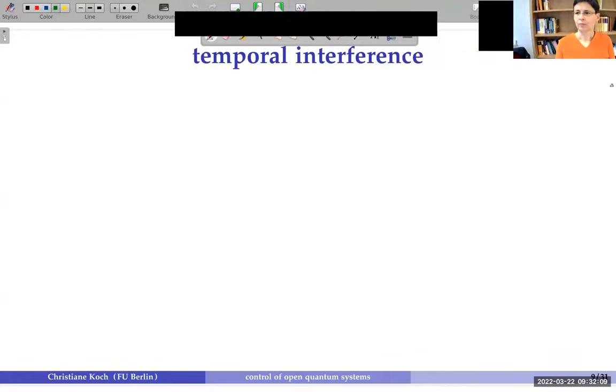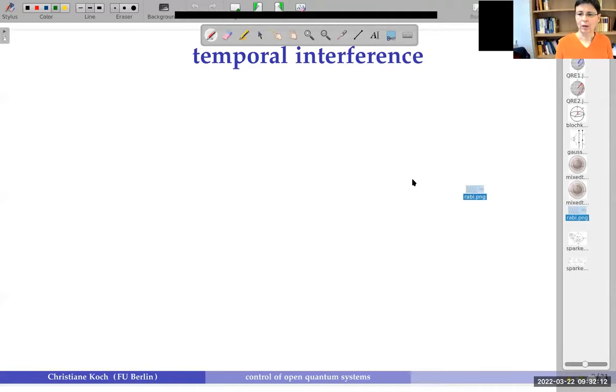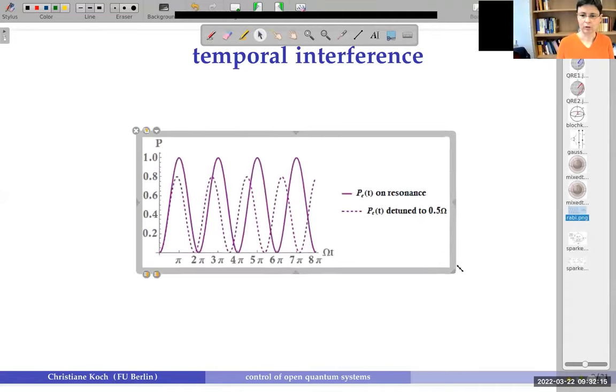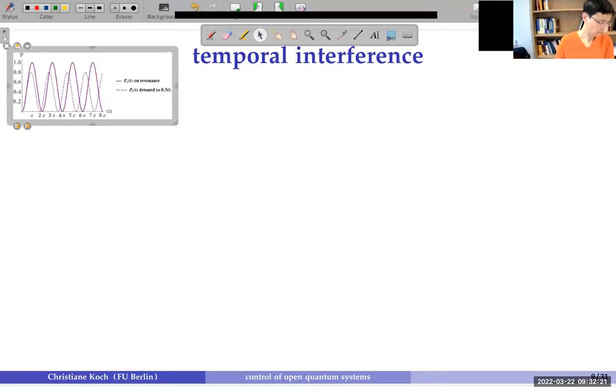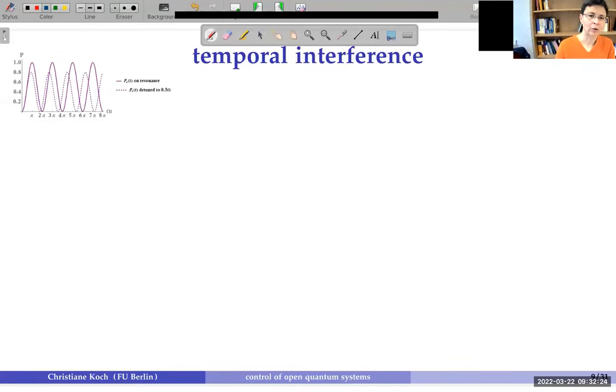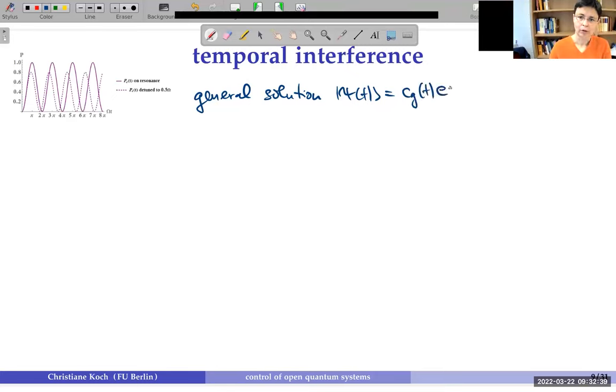Okay, so let's have a look at these Rabi oscillations, and again, our two-level system picture. So if you work out all the math that I skipped over now for the driven two-level system, then we know that the general solution of our state vector is a time-dependent population, the natural evolution with a given energy for the ground state, and then of course the same for the excited state.